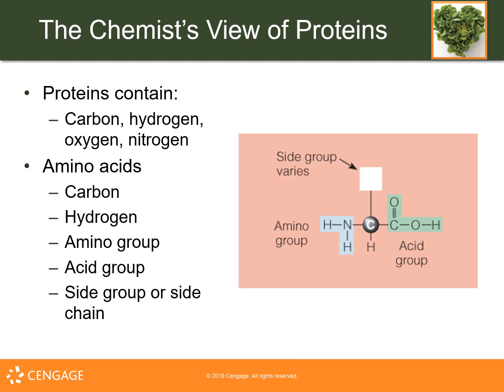The chemist's view of proteins. Proteins contain carbon, hydrogen, and oxygen, just like fats and carbs. But the different thing is they contain an element that carbs and fats do not, and that is nitrogen. Because of the nitrogen, proteins differ pretty significantly from fats and carbohydrates chemically.